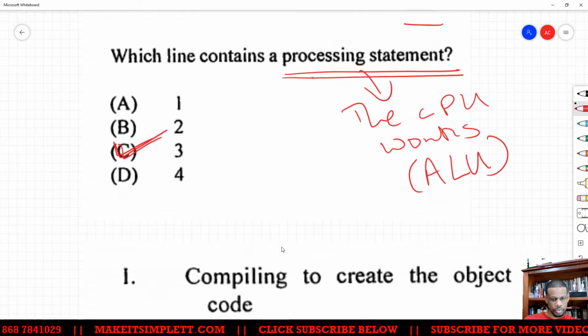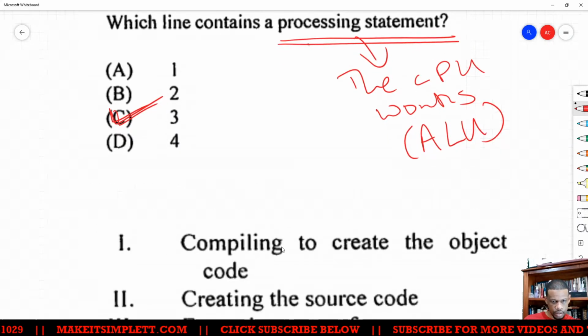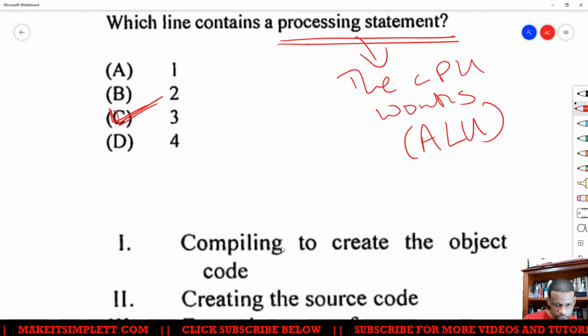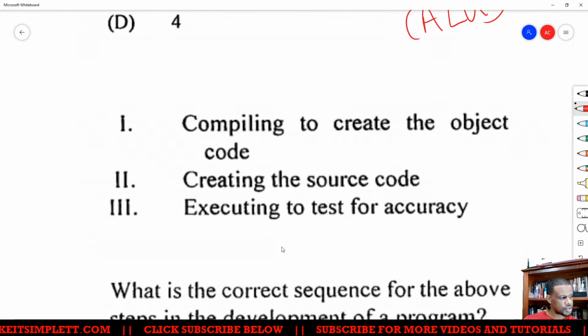Nice. What are you talking about there? C, processing does calculations. Well, thanks.